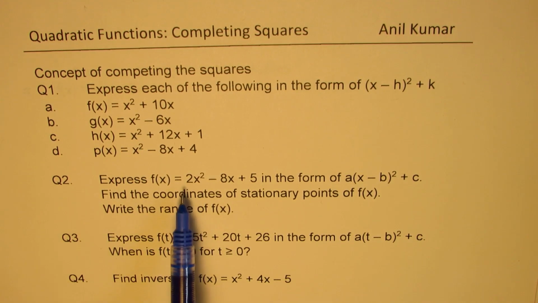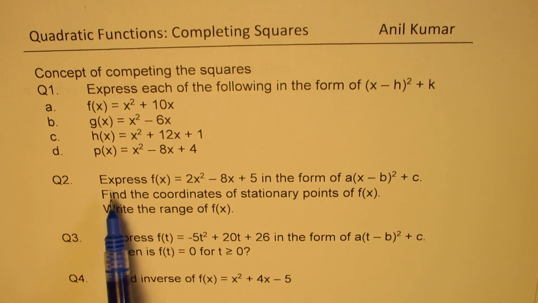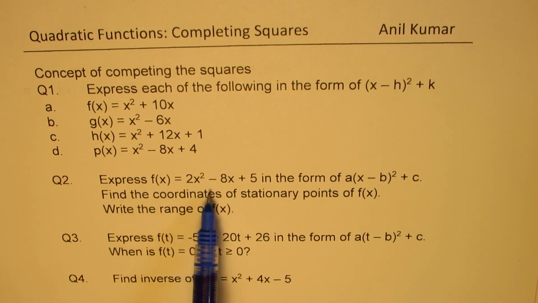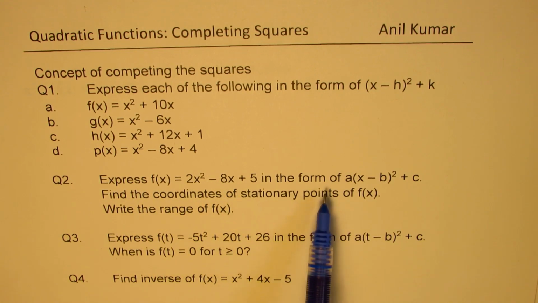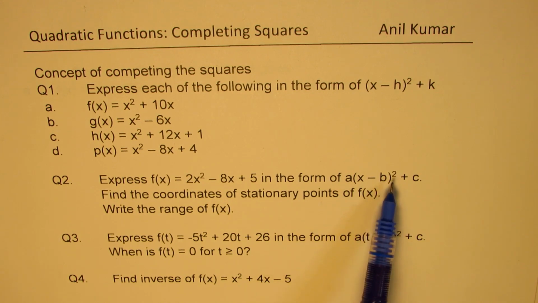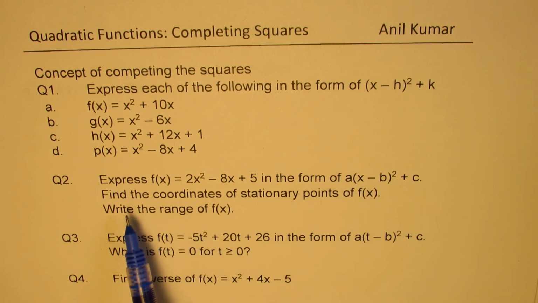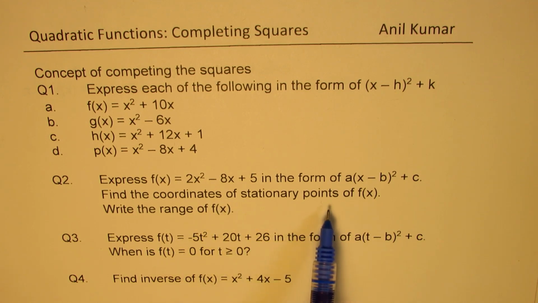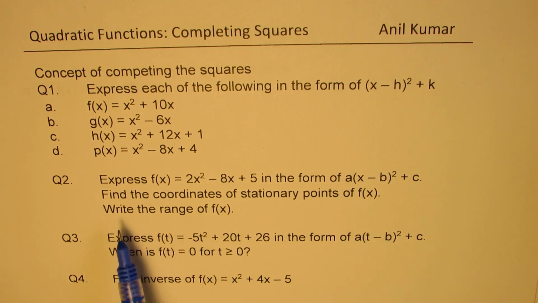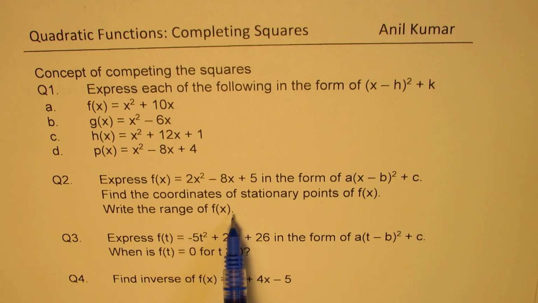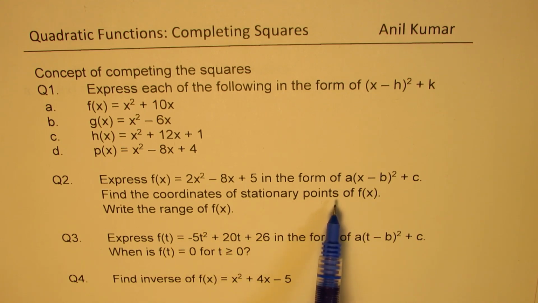Question number 2, the leading coefficient now is not 1. And the question here is, express f of x equals 2x square minus 8x plus 5 in the form of a(x minus b) whole square plus c. Find the coordinates of stationary points of f of x, write range of f of x. Now, stationary point is the turning point, and completing the squares is very essential to understand how to get the turning point once we have a quadratic equation in standard form.